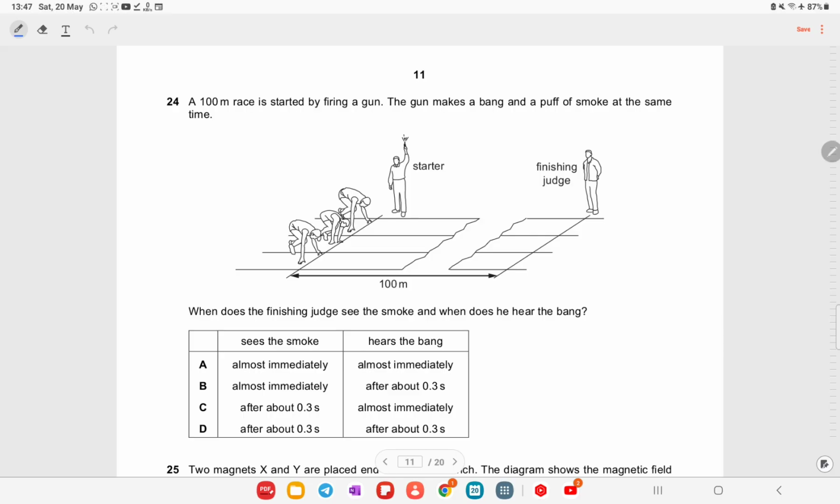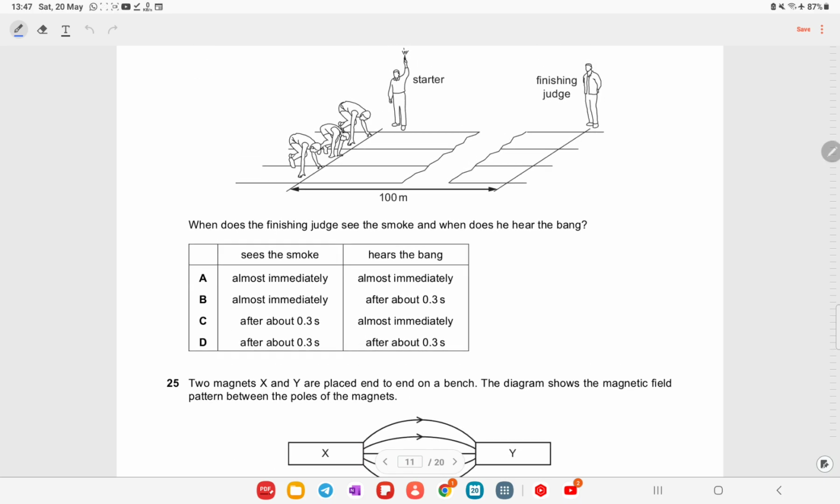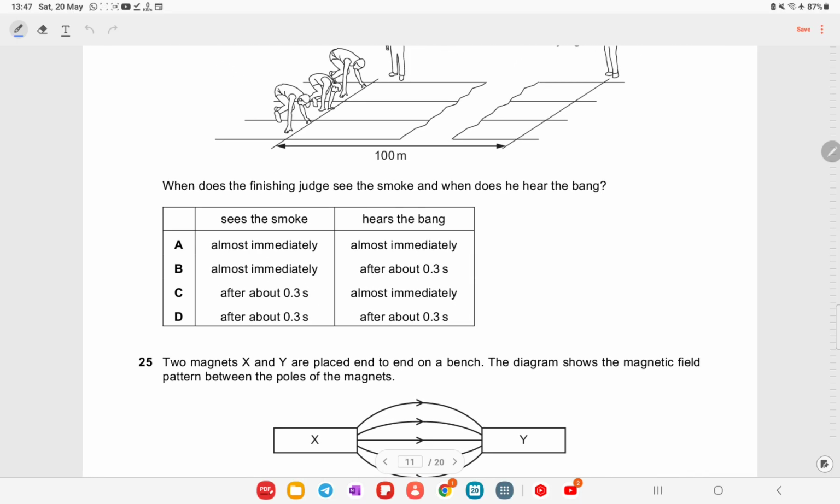A 100-meter race is started by firing a gun. The gun makes a bang and a puff of smoke at the same time. When does the finishing judge see the smoke, and when does he hear the bang? He sees the smoke almost immediately. Okay, so this is possible. This and this is possible.